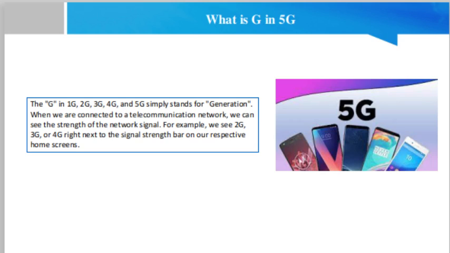So, what is G in 5G? The G in 1G, 2G, 3G, 4G and 5G simply stands for generation. When we are connected to our telecommunication network, we can see the strength of the network signal. For example, we see 2G, 3G or 4G right next to the signal strength bar on our respective home screens of mobile. Each of those indicating alphanumeric values defines the implementation of different technological mobile network systems.